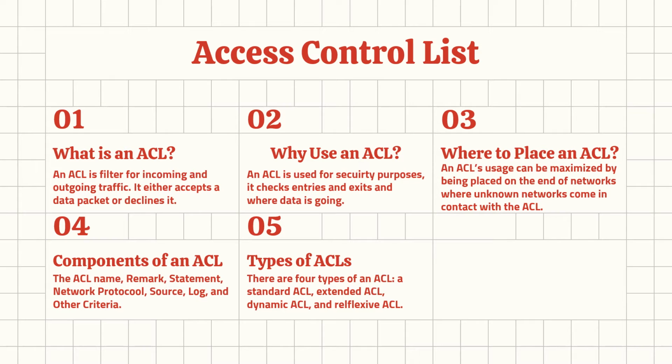Now, the components of an ACL are the remark, the statement, the name, the network protocol, the source, the log, and other criteria. Now, these components are useful in making up the ACL and allowing the ACL to do its job correctly.